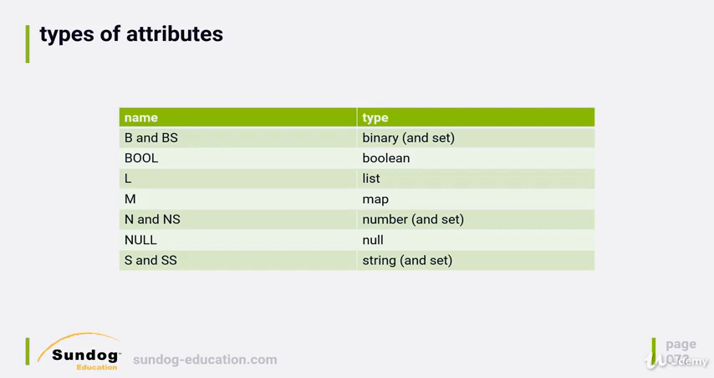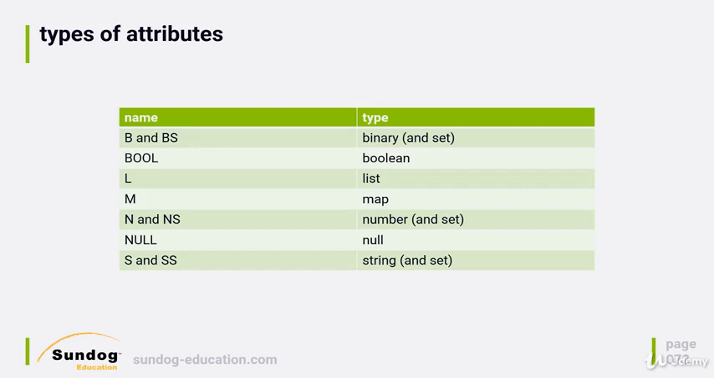So let's take a look at some of these types. B and BS, what a terrible name. Interestingly, you can store binary data in DynamoDB, but it's important to understand that the data is stored as a base64 encoded string. This means that you will use more storage than the binary version of the data because base64 encoding isn't as efficient. So while it's cool that you can store binary data in DynamoDB, don't do it because you think you're going to save space. In fact, it's quite the opposite.